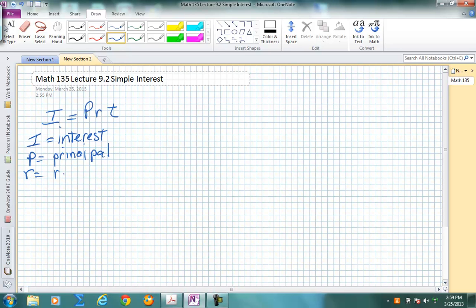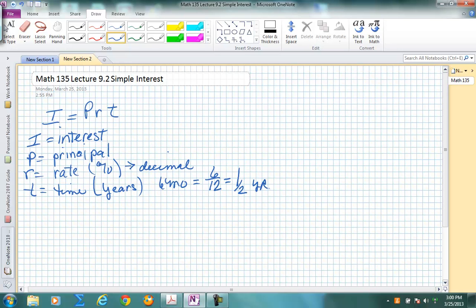R is the rate, and that always has to be written as a percent, and that percent changed to a decimal. And the time, and that always has to be in years. So if they give you 6 months, 6 months would be 6 out of 12. It takes 12 months to make a year, so you would be dealing with 1/2 of a year. So your months have to be changed into fractions of years.